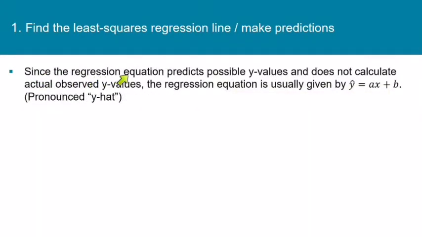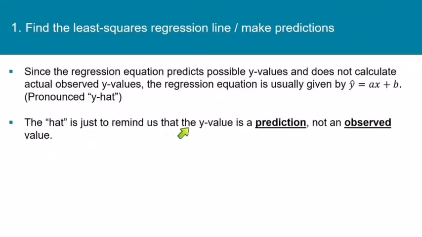Now since the regression equation predicts possible y values and it doesn't calculate actual observed values, the regression equation is usually given by y hat equals ax plus b. So it's just a y with a little caret symbol over it, and when we read this we say y hat. The hat is there just to remind us that the y value is a prediction and not an actual observed value.